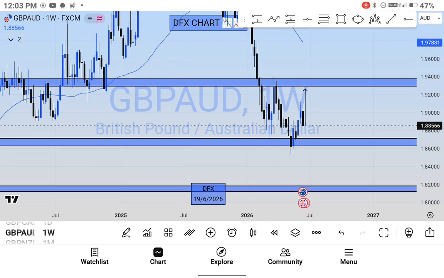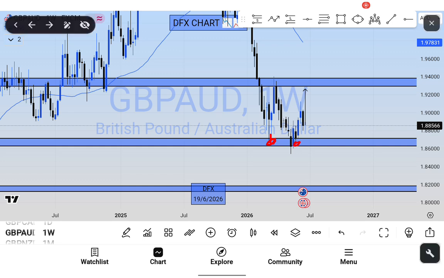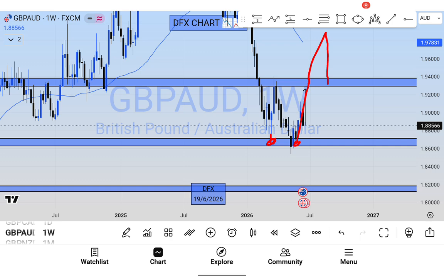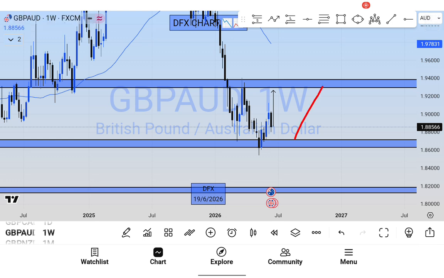We have a double bottom formed here. One, two. So we expect the market to move to this point, probably break above to complete the chart pattern formation. All right. Now, where are we heading to? We are heading to the upside, right? Around 1.94000.